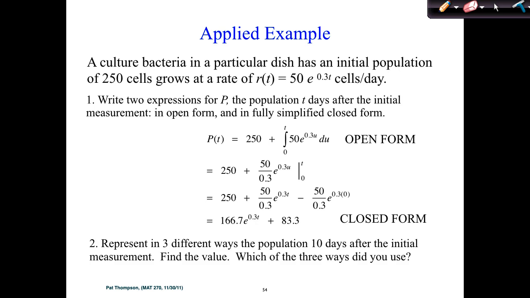There we go. All right, so I want you to represent in 3 different ways the population 10 days after the initial measurement. There's 3 ways you could write out something that would represent or express the population 10 days after the initial measurement. And then find the population, the actual value. So actually there's 4 ways to do it. 3 expressions and a value that all represent the population at 10 days. Go. Population at 10 days.